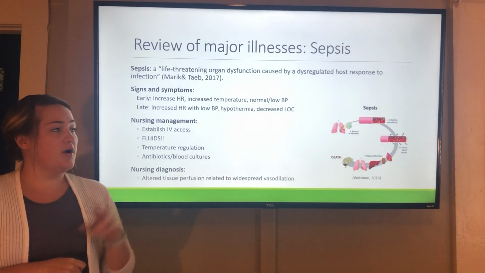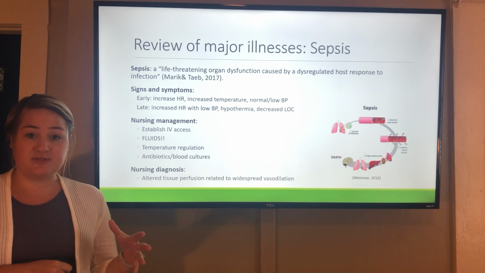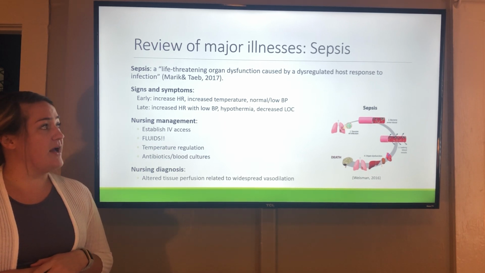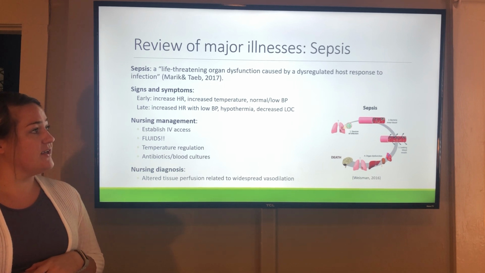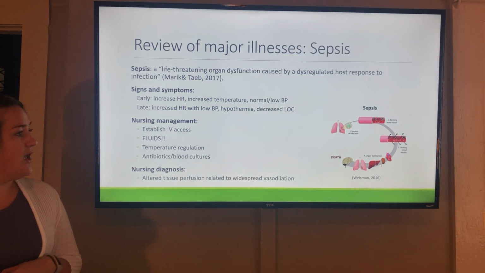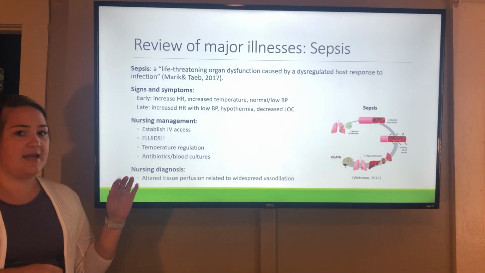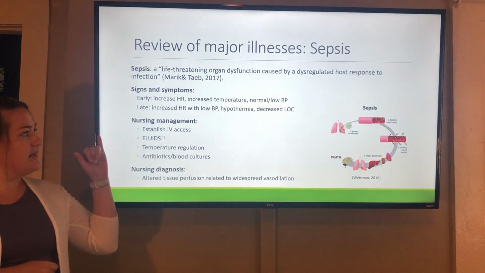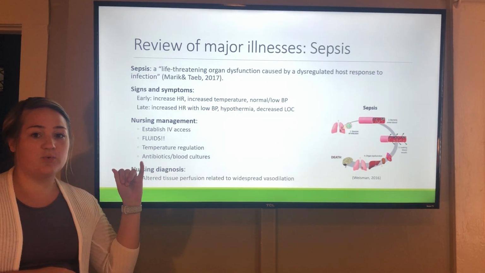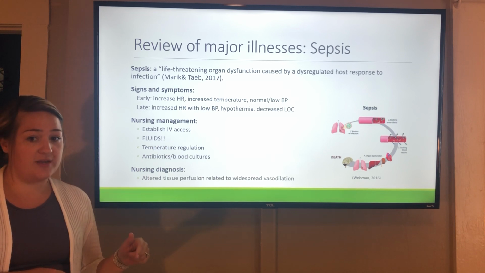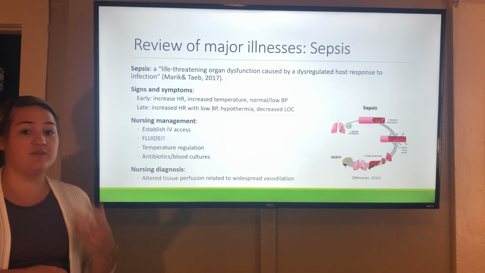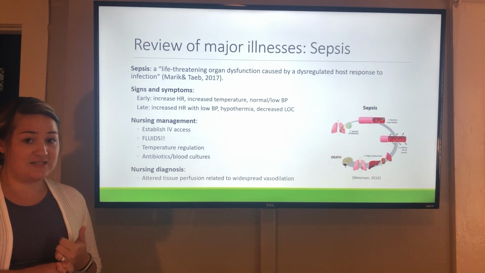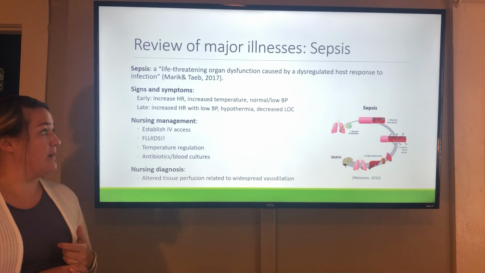So we'll review 2 of the major illnesses that I think people see the most in critical care, the first one being sepsis. Sepsis is a life-threatening organ dysfunction caused by a dysregulated host response to infection. There are early signs and late signs. With sepsis, you want to catch this as early as possible. When you start getting to these late signs and symptoms, that means that we're starting to get into increased mortality rates for these patients. It's very hard for them to bounce back once they've gone into the late signs and symptoms of sepsis. So early identification is crucial in this patient population.